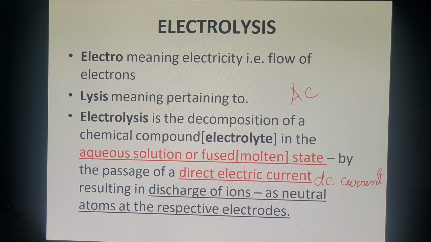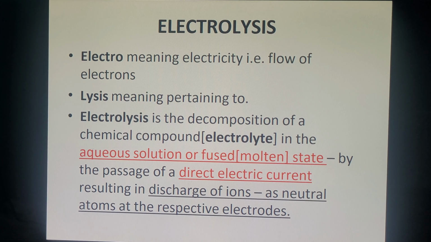So whenever I am doing electrolysis, you should always remember which type of current I will always prefer for electrolysis? It will be DC current or direct electric current. Have I made myself clear till here, children? So come back to the definition. We'll revise the definition once again.